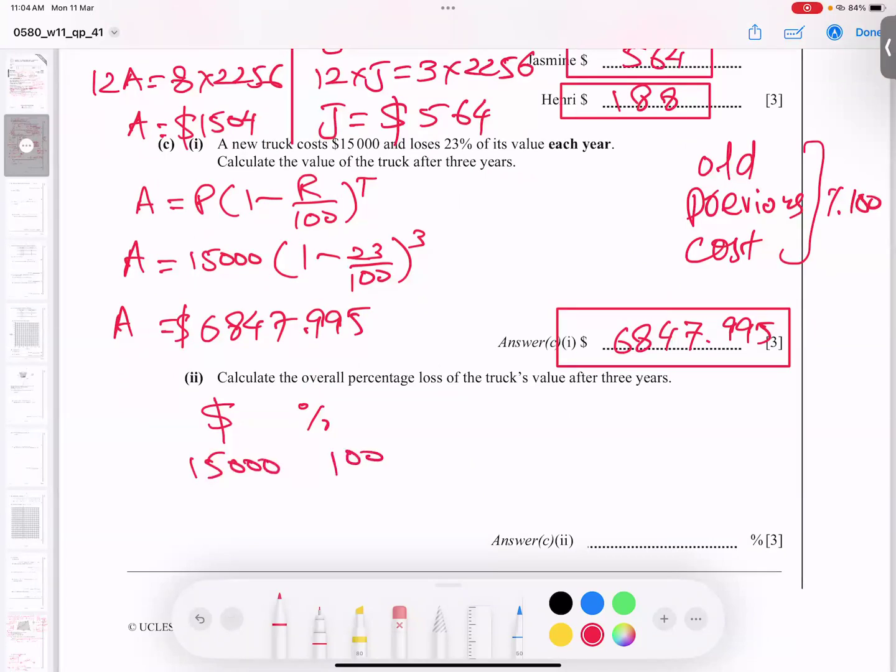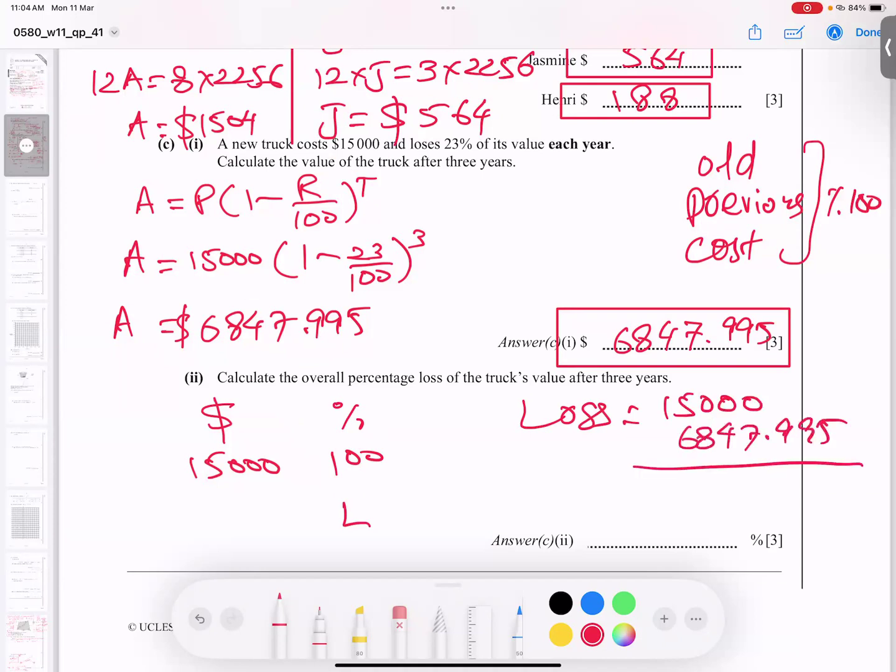Okay, but the problem is how much loss I will find. What is the technique to get it? So percentage is the loss, so I'm writing loss percentage. But the thing is, how much loss? So from $15,000 subtract this money. So from $15,000 subtract 6847.995, and I will get the loss.